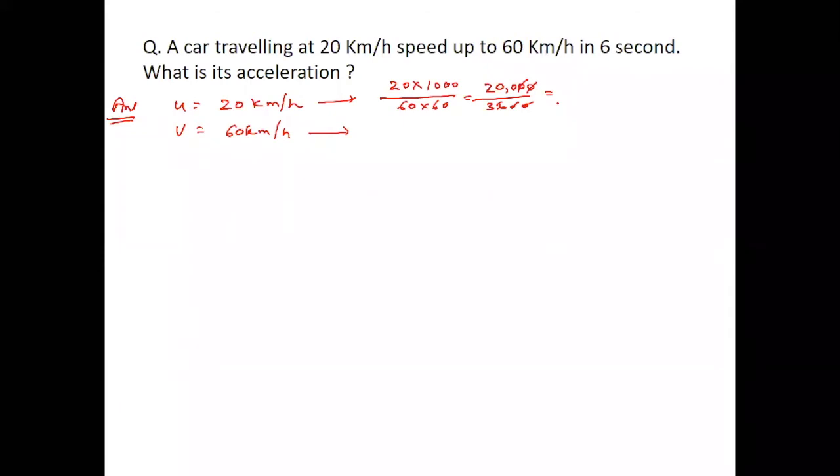How is 8.3? 6.66. Yeah, 5.55. 5.55 meter per second. Okay, and second is, who wrote this, 16.6? 16.6 meter per second. Okay, any doubt on this?